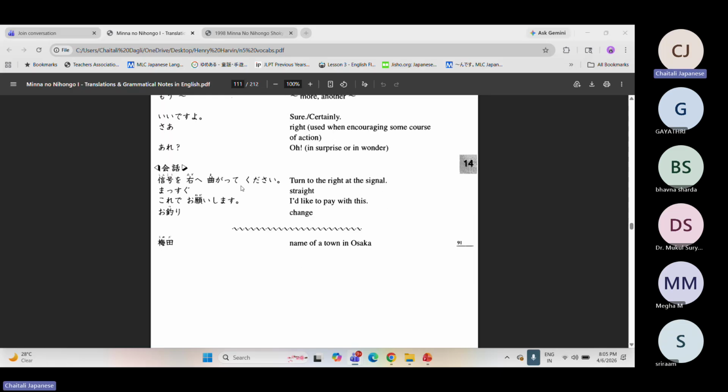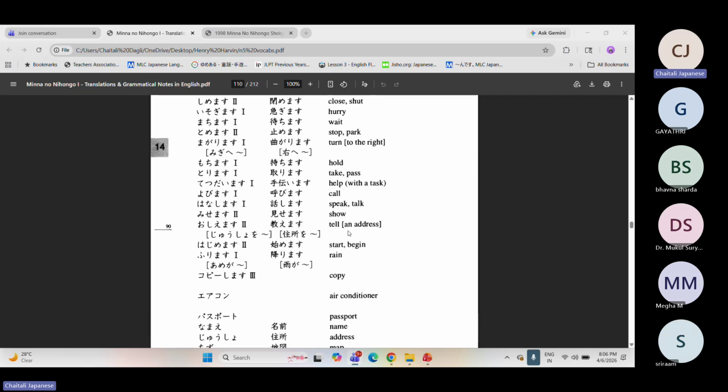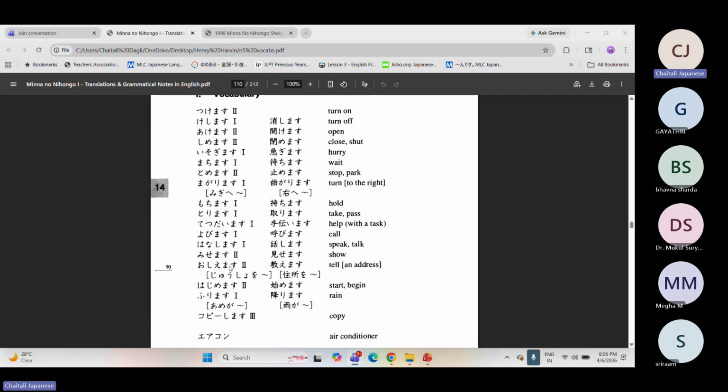Shingo o migi e magatte kudasai. Shingo o migi e magatte kudasai. Turn to the right at the signal. Massugu, straight. Kore de onegaishimasu. I would like to pay with this. Like you give cash or you give card and you just say that kore de onegaishimasu. Pay with this. Otsuri, change. Okay, are we clear with the vocabularies, everybody? Lot of verbs you are seeing here. Lot of verbs we have here.